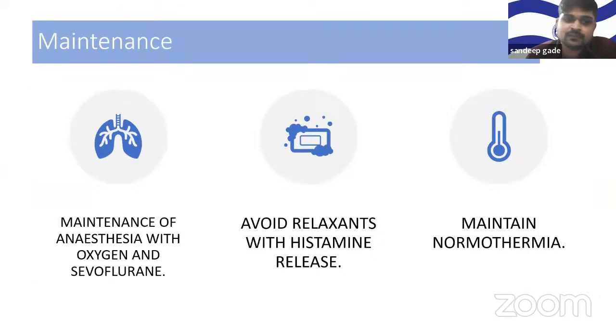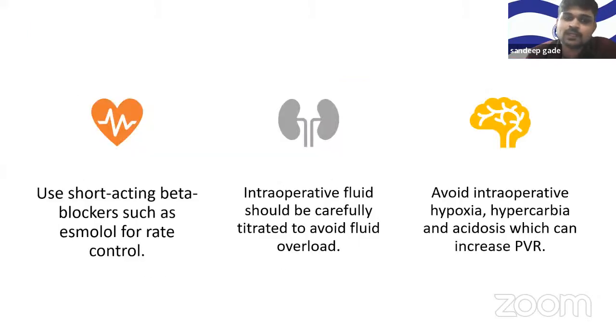Maintenance of anesthesia with oxygen and sevoflurane. Avoid relaxants with histamine release such as atracurium. Maintain normothermia. Use short-acting beta blockers such as esmolol for rate control. Intraoperative fluid should be carefully titrated to avoid fluid overload and avoid intraoperative hypoxia, hypercarbia, and acidosis.